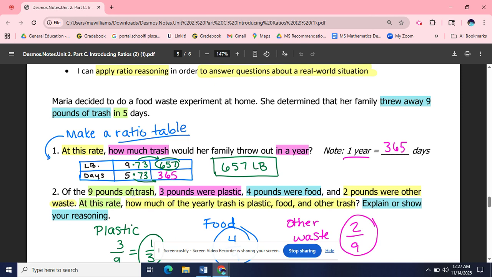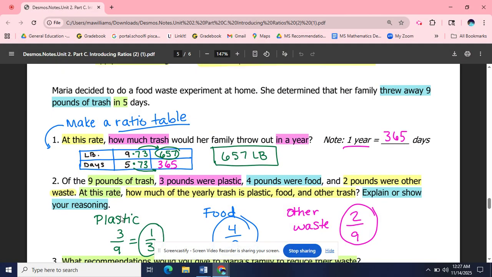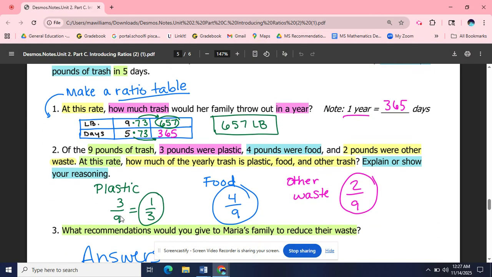Number 2, of the 9 pounds of trash, 3 pounds were plastic, 4 pounds were food, and 2 pounds were other waste. At this rate, how much of the yearly trash is plastic, food, and other trash? Explain or show your reasoning.